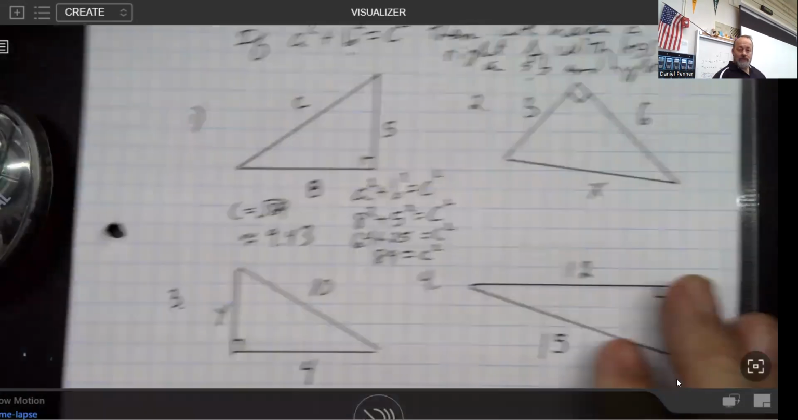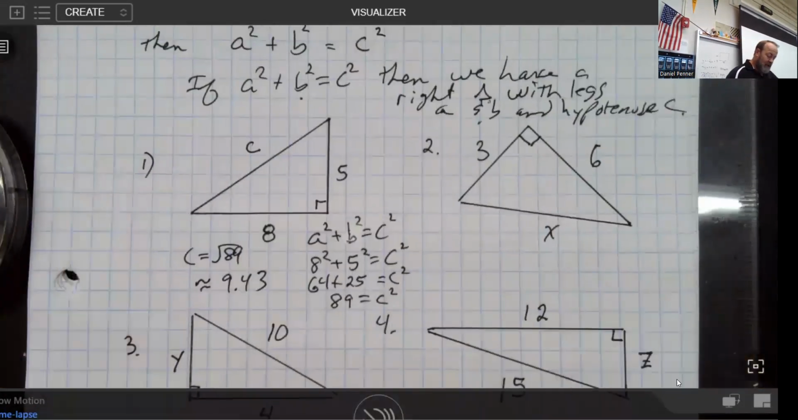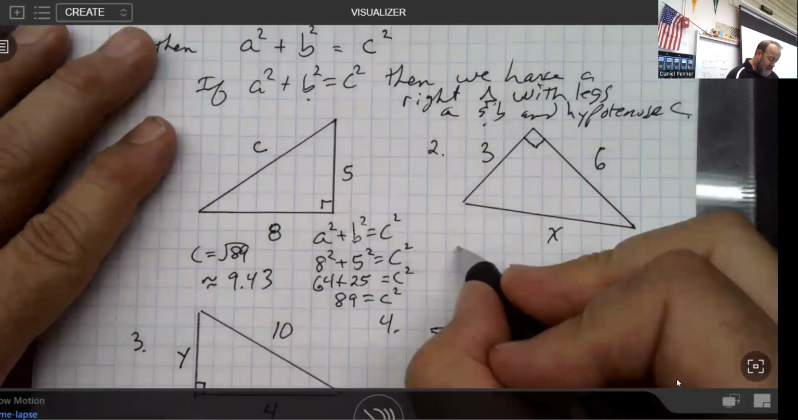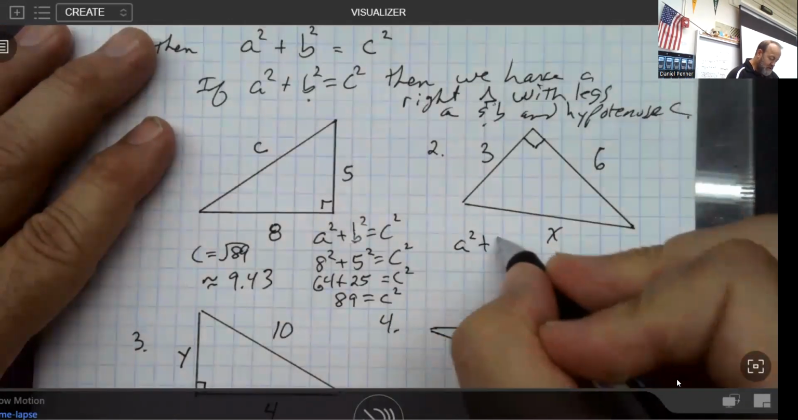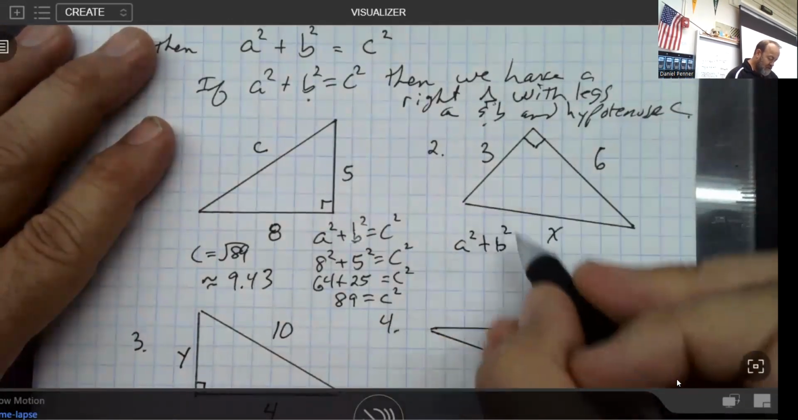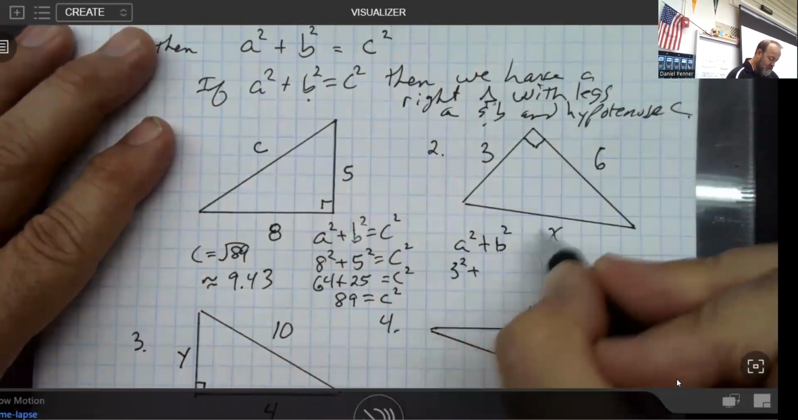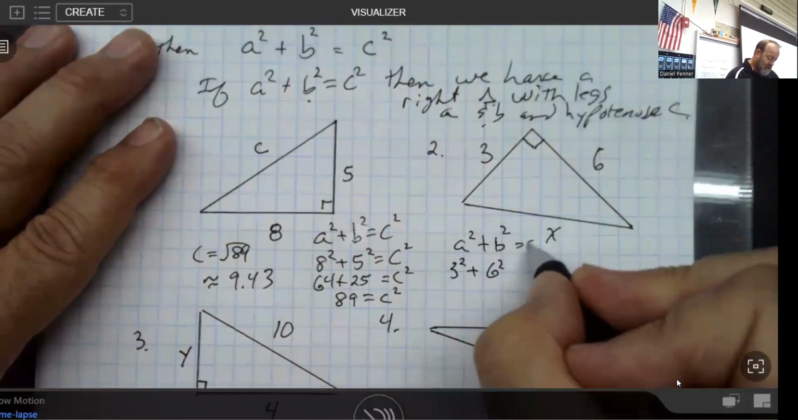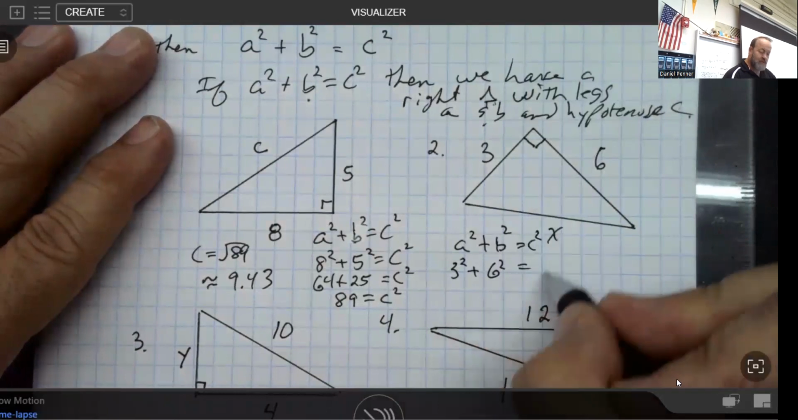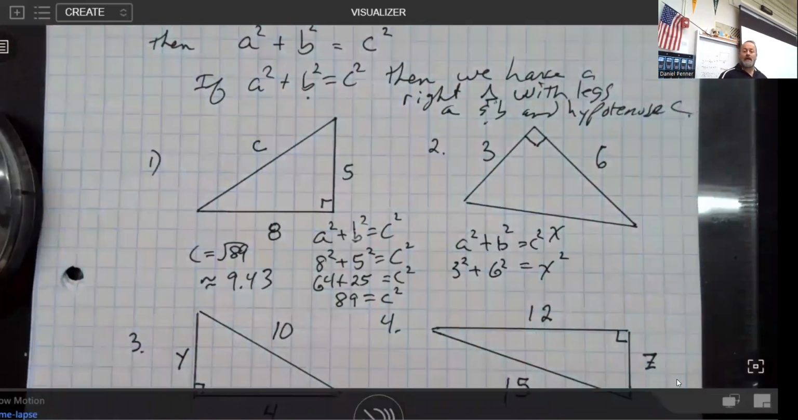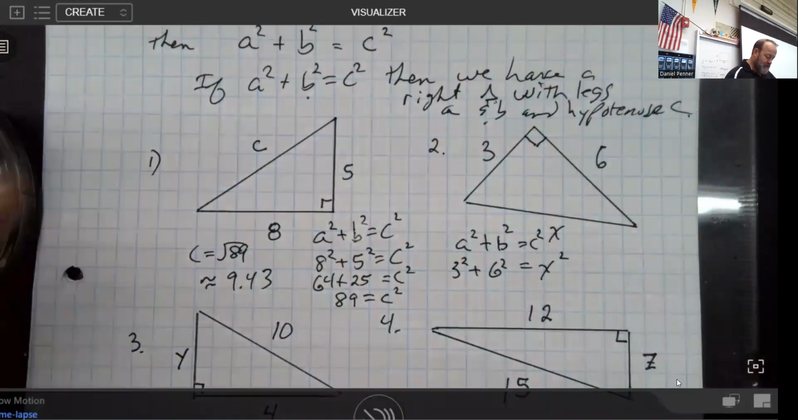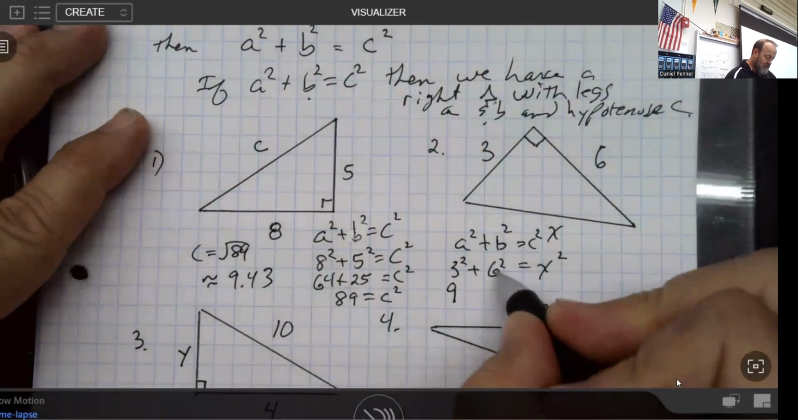Now over here, number 2, again, my legs, A squared and B squared, my legs are going to be the two next to the right angle, which would be 3 squared and 6 squared. And that's going to be equal to the hypotenuse, which this time, instead of calling it C, I decided to call it X. C is just a way that we all talk about it, but it can be any letter. 3 squared is 9. 6 squared is 36.